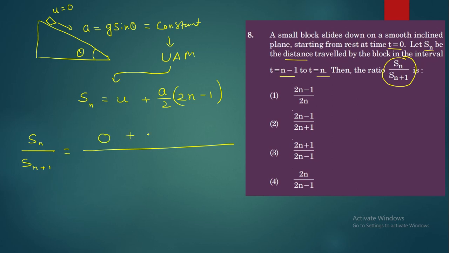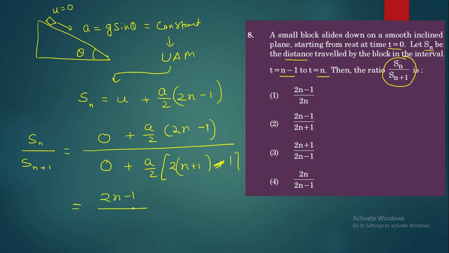Initial speed is 0, a by 2, 2n minus 1 divided by 0 plus a by 2. This denominator is the distance traveled in the n plus 1th second. So in place of n, I have to put n plus 1, and when I calculate this, the answer comes out to be 2n minus 1 divided by 2n plus 1. So the answer is option 2.